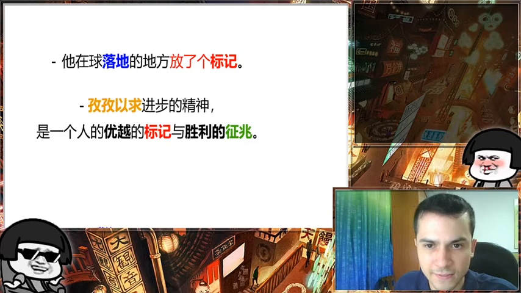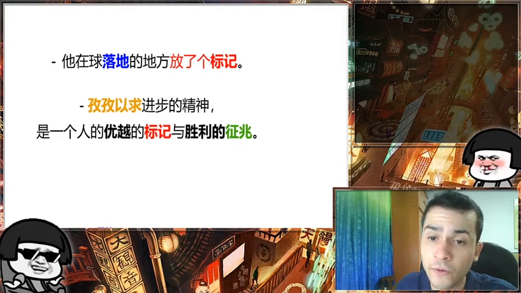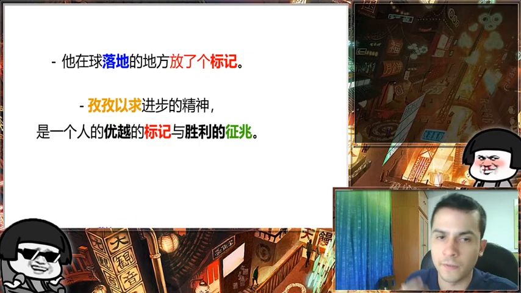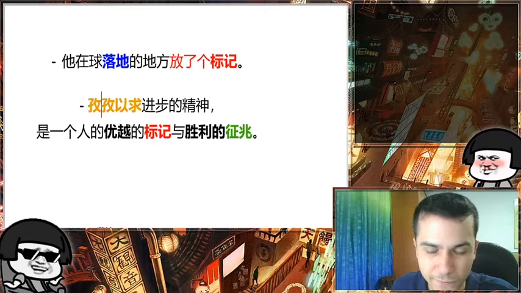So this basically means that that type of spirit of diligently seeking progress is a sign of being an excellent person, and also a sign of victory in the future, right? Like he's going to succeed, he's going to succeed because he has this great mindset.